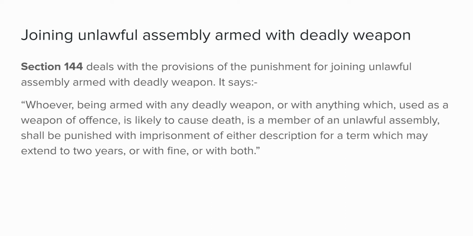That is, the person who is joining that unlawful assembly which has a deadly weapon with it, and that deadly weapon will be used as a weapon of offense and is likely to cause death, then that person will be put in jail for a term which may extend to 2 years, or that person has to pay a certain amount of fine, or both.